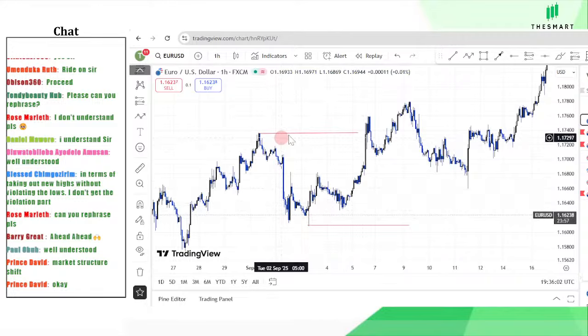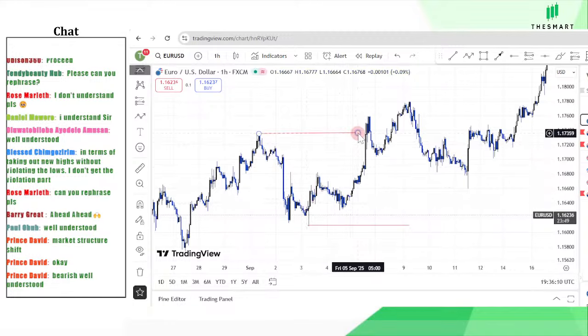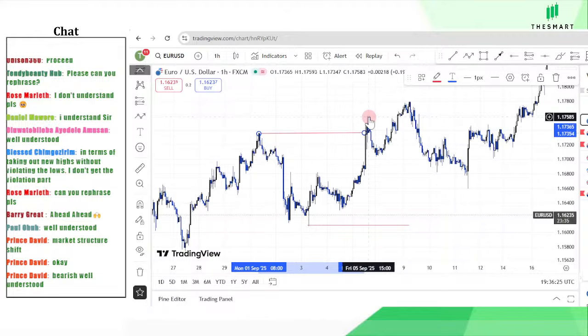What did you see? This was the last high, and this was the last low. We want to see price take out this point for us to actually confirm that we are in a bullish market. So what did you see? Price took out this point. Taking out this point tells you that the market has shifted.